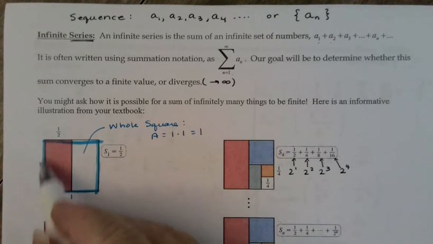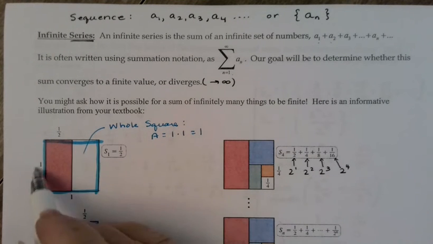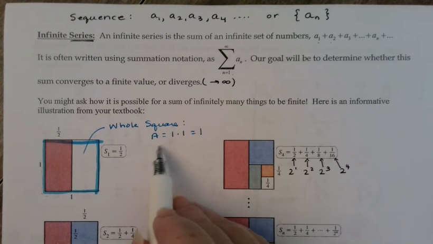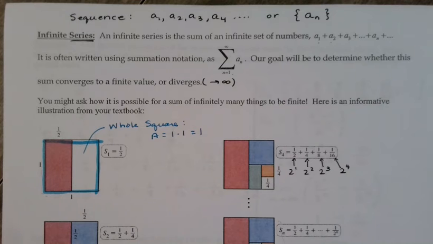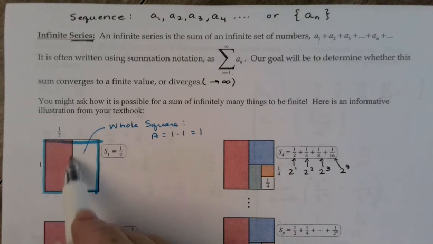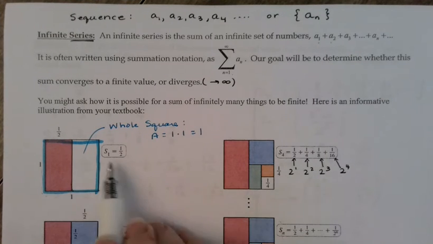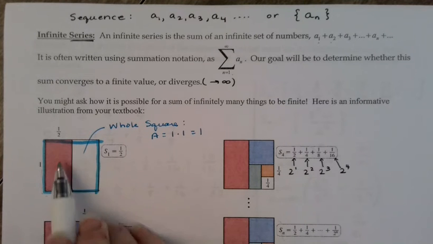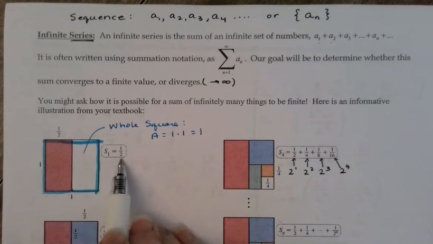Let's imagine a whole square. It's a 1 by 1 square. And so the area, 1 times 1, is 1. What we're going to do to create our series is we're going to start adding up pieces of that square. I'm going to begin by taking my whole square, cutting it in half. And so my first sum, which I'm labeling S1, is just this shaded area, 1/2.